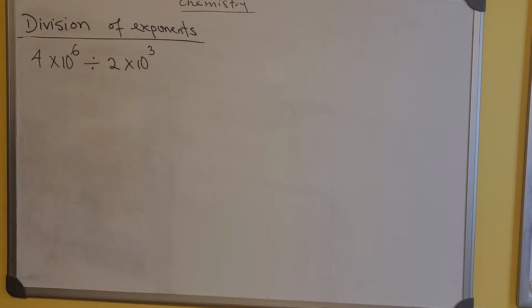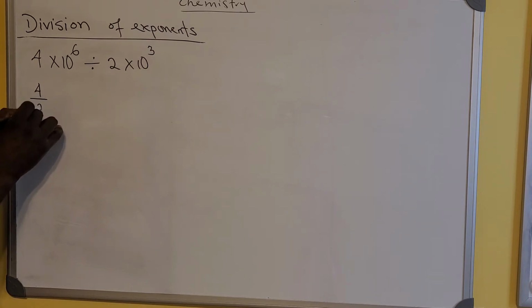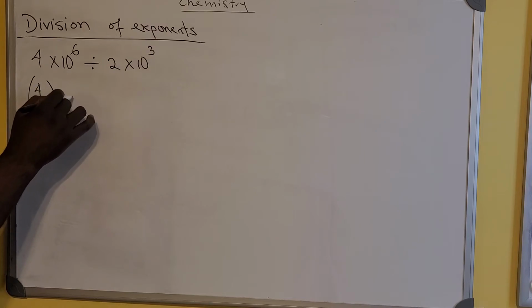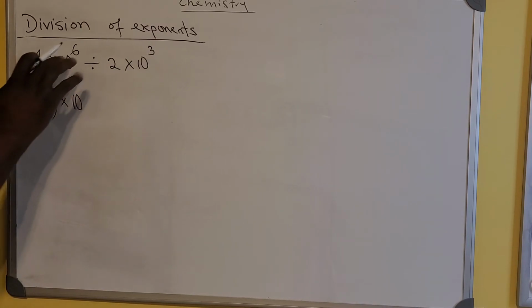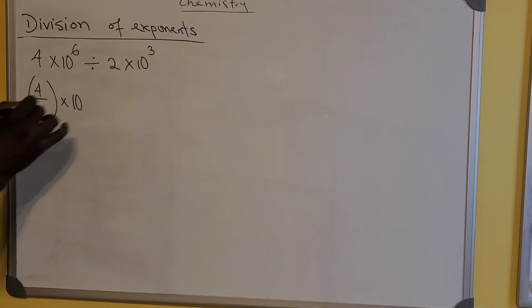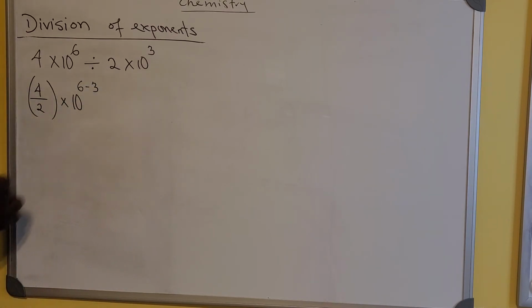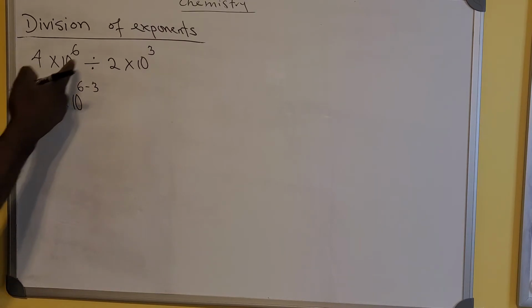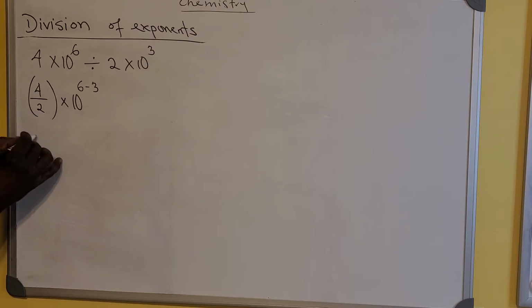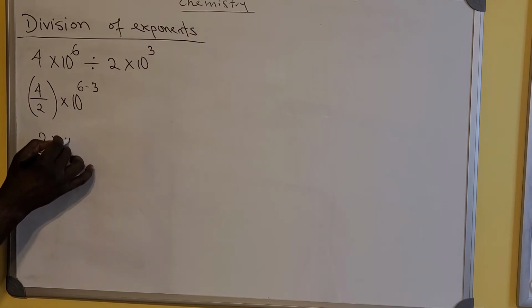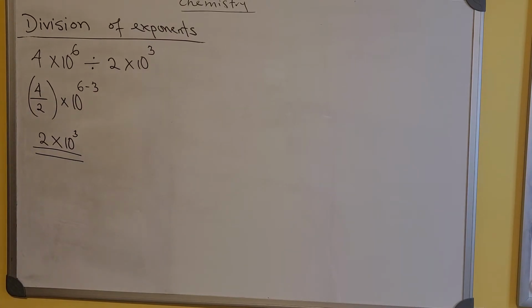Just like multiplication, we're going to honor the sign and say 4 divided by 2, times 10. But instead of adding these powers, we're going to subtract. So that'll be 10 raised to 6 minus 3. If it's multiplication, it's going to be 6 plus 3. If it's division, it's going to be 6 minus 3. So 4 divided by 2 is 2 times 10 raised to the power 6 minus 3, which is 3. And that is how you solve that. That is your answer for division of exponents. Let's take another example.